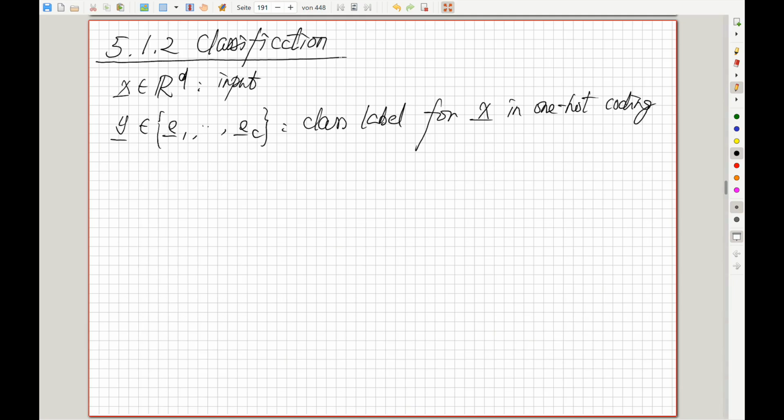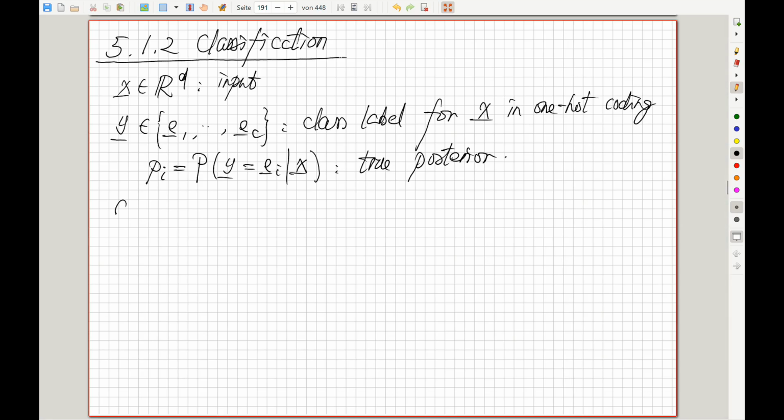Remember, we introduced the one-hot coding in order to have a compact mathematical expression for the probability mass function. And you know, p_i is nothing else than the true probability that the input x belongs to the class i, namely the target label y is equal to the i-th unit vector conditioned on a particular input. This is actually the true posterior we are looking for.